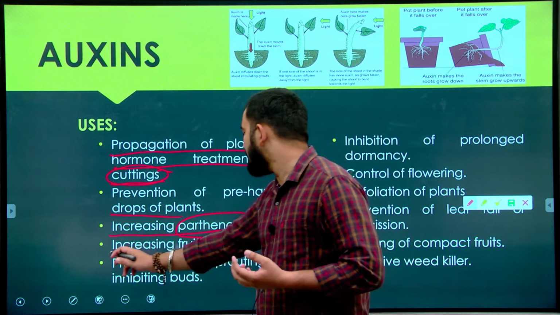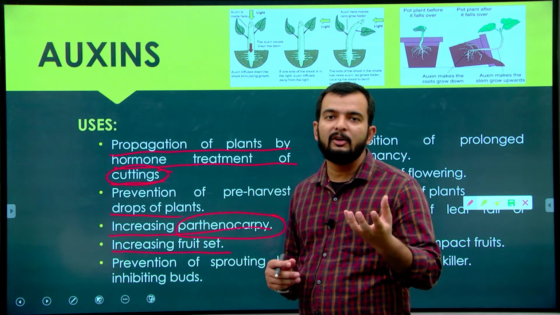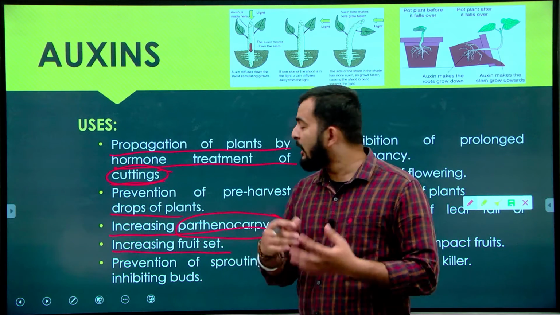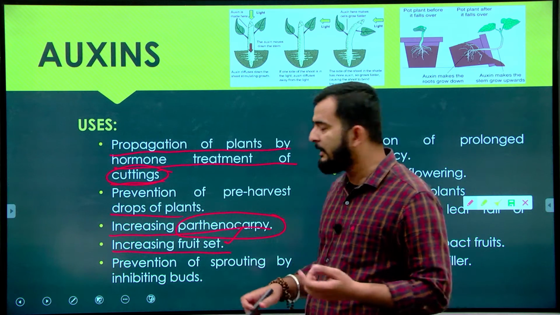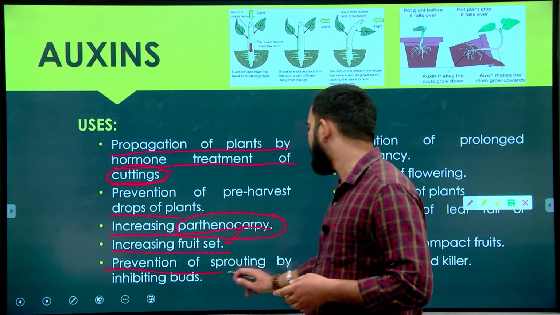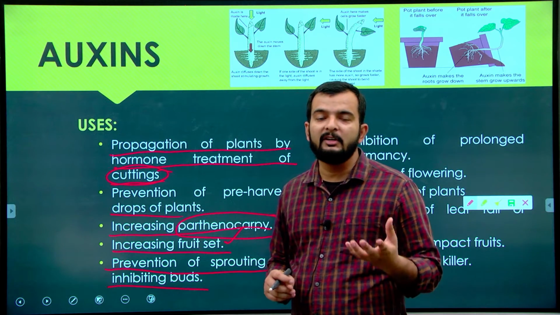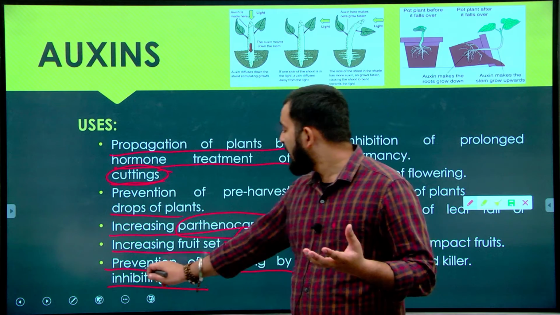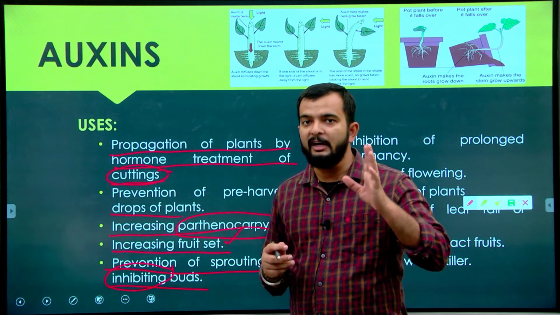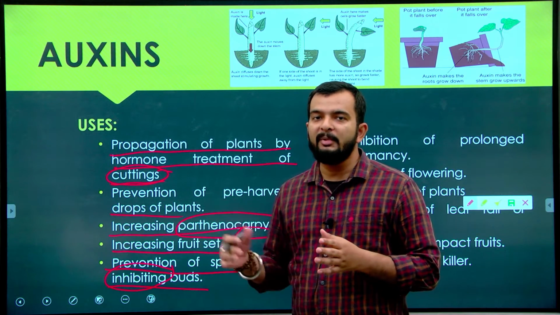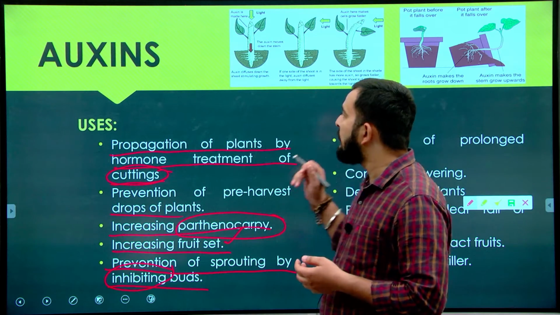Then we have increasing fruit set, that is, from one branch fruit grows at a particular point, right. So it will be like a number of fruits growing out from one point. So it increases fruit set from a single plant. Then prevention of sprouting by inhibiting buds. As we have studied earlier, it promotes stem growth, right, the main stem will grow, the buds will be inhibited. So further branching will not take place, right. So these are the uses.